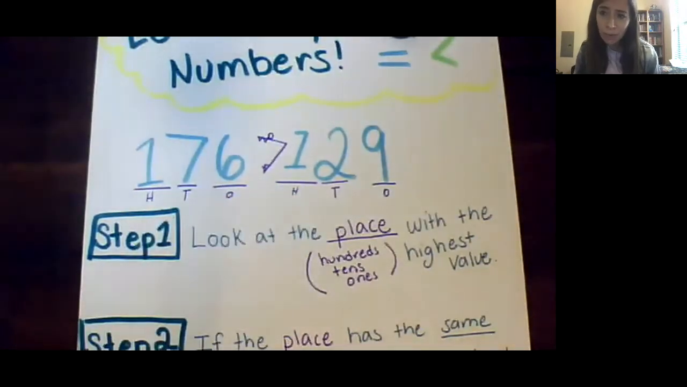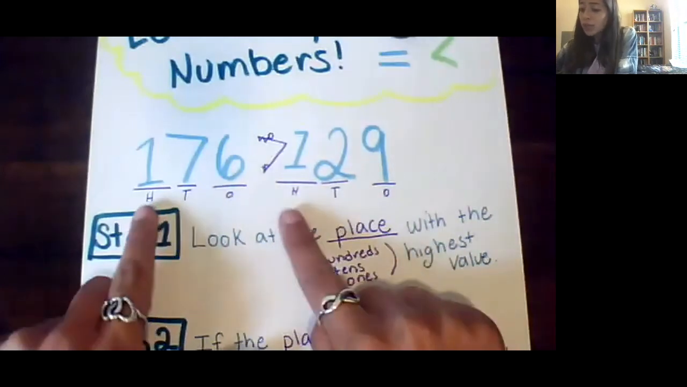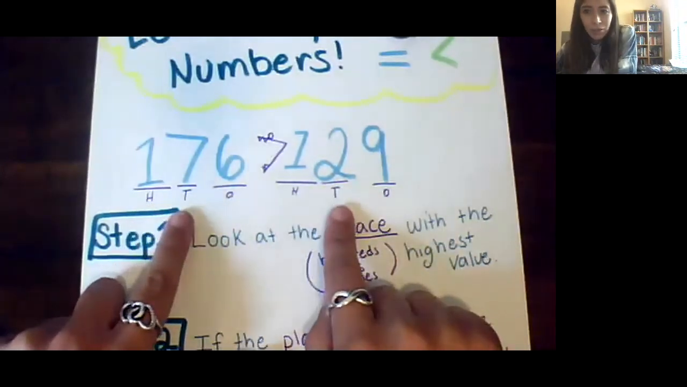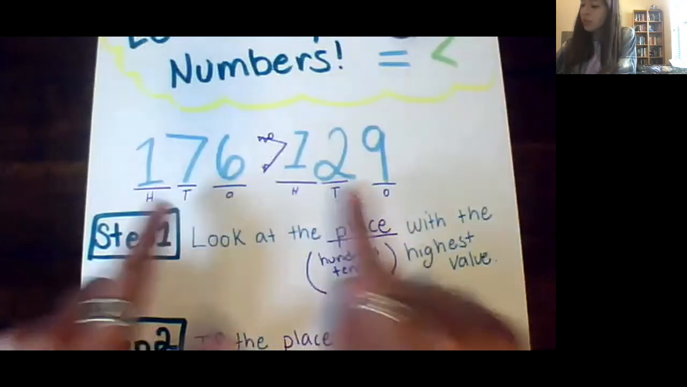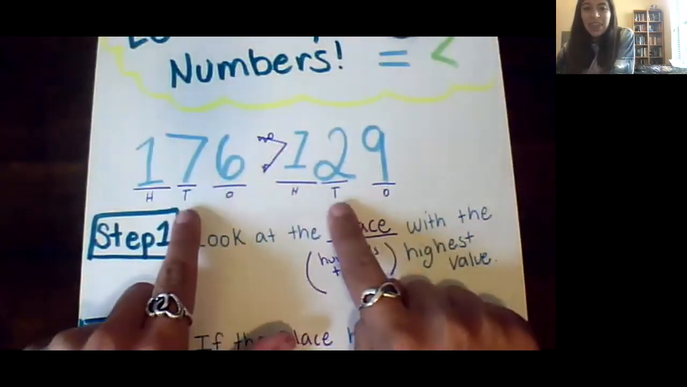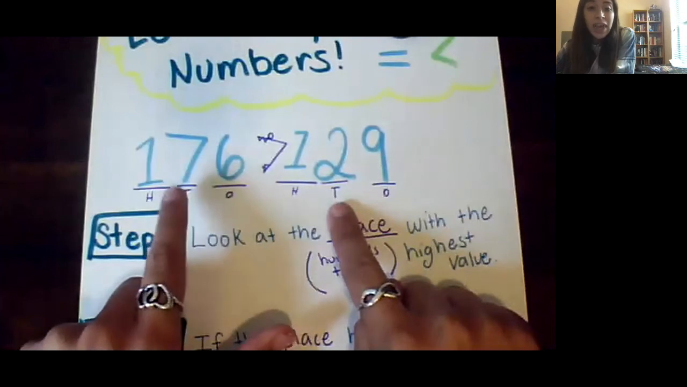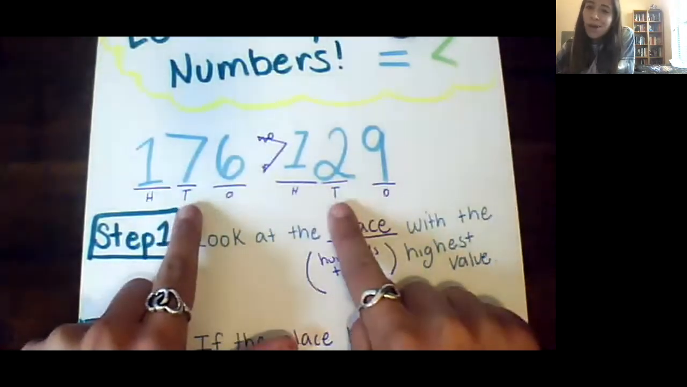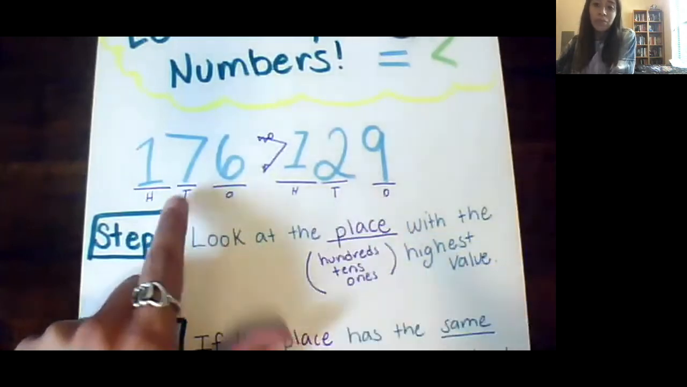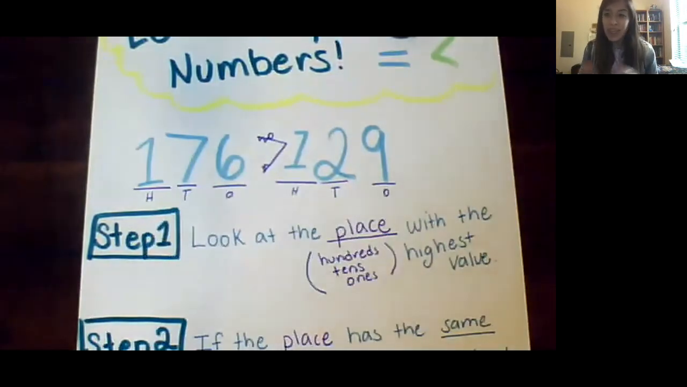Let's think about all the steps we took. We first looked at the place with the highest value, and it was the same. Then we looked at the next place with the next highest value, and it was definitely not the same. 7 is quite a bit bigger than 2. So what we did is we looked at the tens place and decided that 176 has a 7 in the tens place, while 129 has a 2 in the tens place. So that means 176 is greater than. And just like that, we've explained exactly what we thought when we compared these numbers.